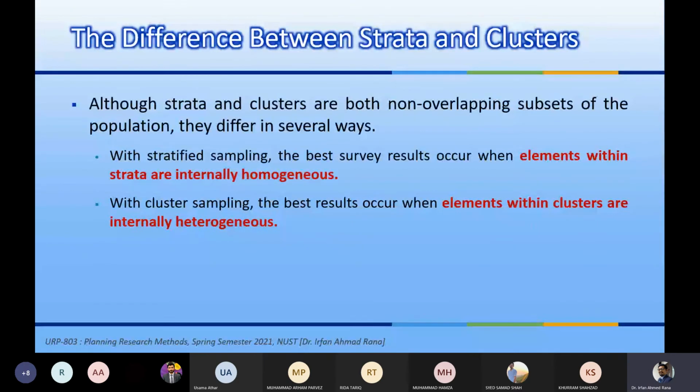So again, simply, stratified is where your elements, the strata, are homogeneous, with similar characteristics, whereas in cluster sampling they are heterogeneous. That was the only difference. And I hope I'm clear about this.